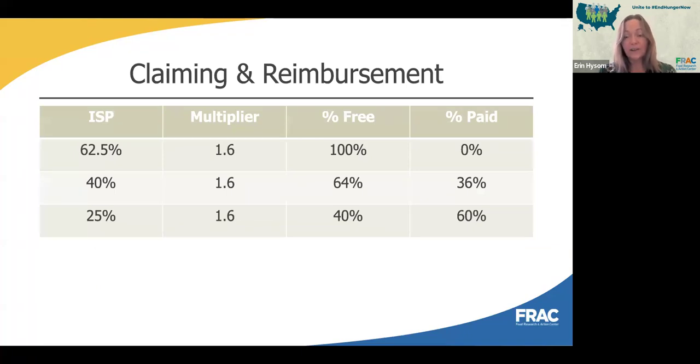It's important to remember that the higher the ISP, the more federal reimbursement, the lower the ISP, the less federal reimbursement. And you have a few examples of that here on this slide. At 62.5% identified student percentage, 100% of the meals served are reimbursed at the higher federal free rate. At lower percentages, such as 40%, you see that only 64% of the meals served are reimbursed at that higher federal free rate, with 36% reimbursed at the lower federal paid rate. And then at the lowest eligibility threshold, 25%, only 40% of the meals served are reimbursed at the higher federal free rate, with 60% of the meals served at the lowest federal paid rate. Next slide, please.